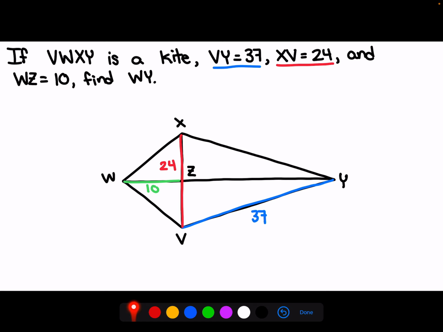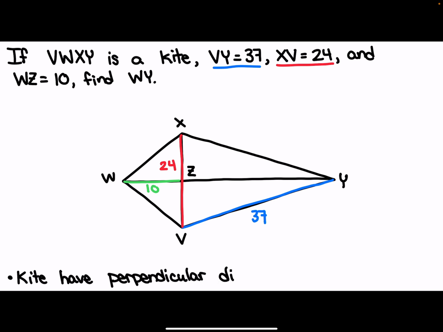So a kite has some very specific properties. One of those properties is that the diagonals, the lines that are going through our figure, are perpendicular to each other. So they all intersect at 90 degrees. Also, we know that one of these diagonals is being bisected. So looking at WY, of course, ZY seems much longer than WZ, so that diagonal is not being bisected. However, XZ and ZV look to be relatively the same size, so that is actually the diagonal that's being bisected.